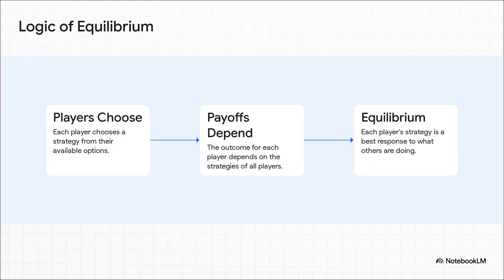You can think of it like a logical flow, a three-step dance, really. First, everybody picks their move. Then, what you get out of it, your payoff, depends not just on your choice, but on what everybody else chose, too. And finally, the music stops, and you're in equilibrium when every single person can look around and say, you know what? Given what they all did, I couldn't have made a better move. There are no regrets. No, darn, I should have done something else.